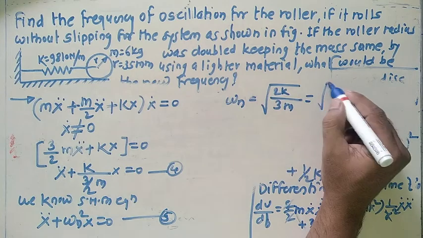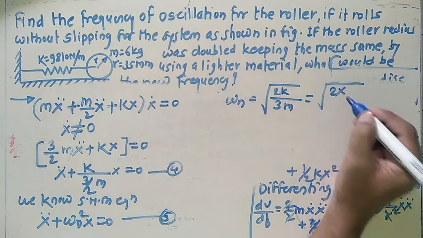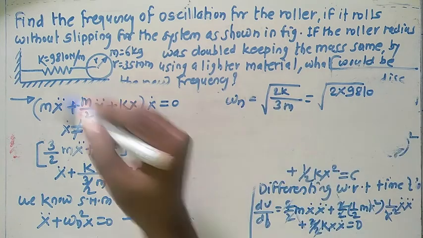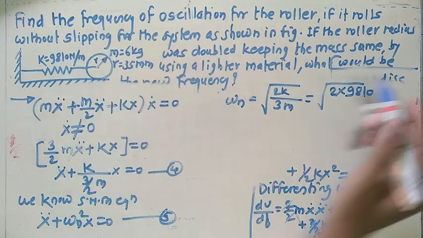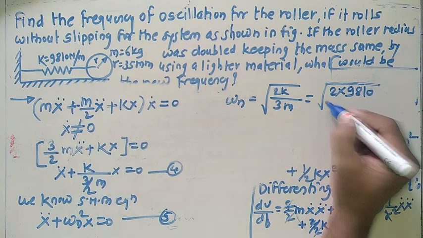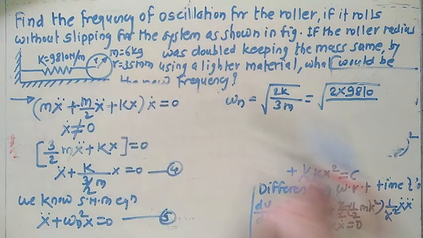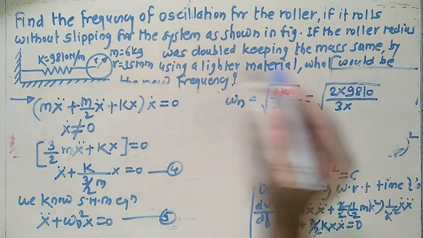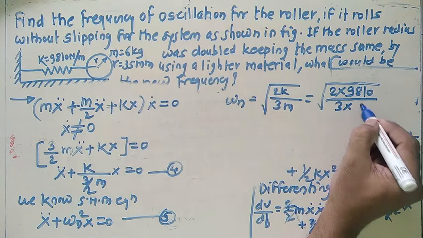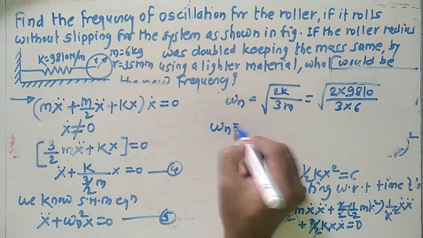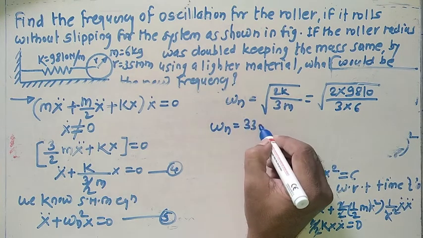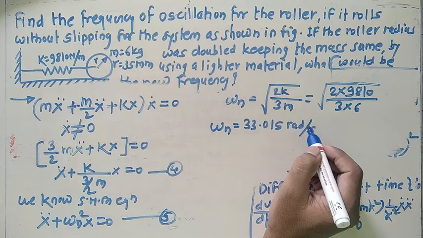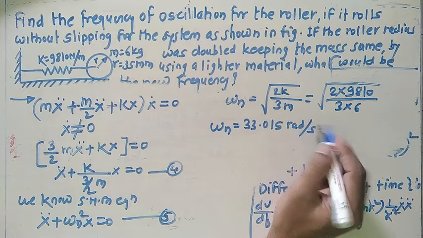So what about the value of k? K is given, 9810 Newton per meter, and the next one, the mass for this roller is also given. So what about the mass? 3 multiplied by mass, given as 6 kilogram. If you simplify this, we can get omega n equals 33.015 radian per second.